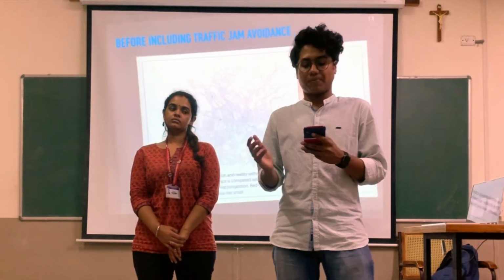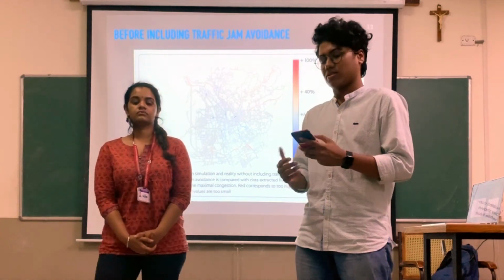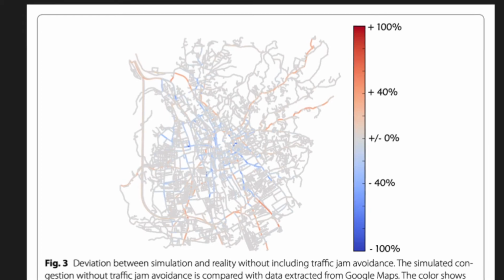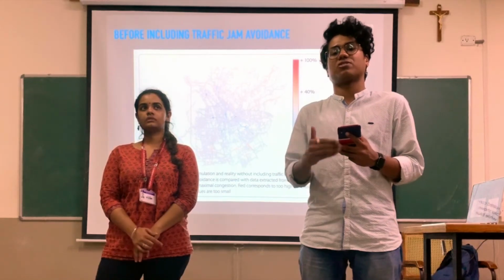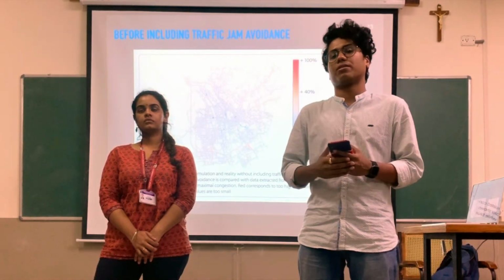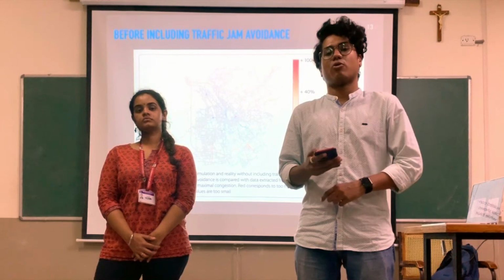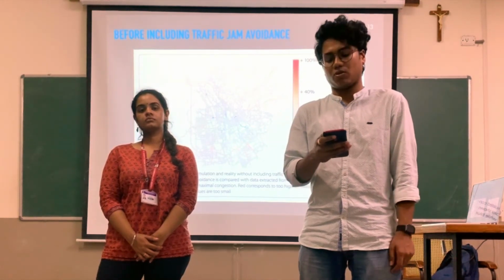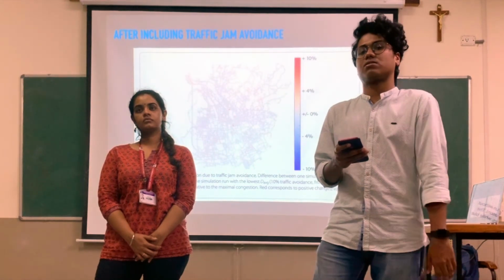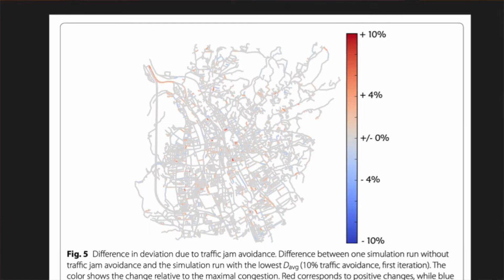This is represented here, the error before we have included traffic jam avoidance. This is what it looks like, where red stands for the highest positive error, deep blue stands for the highest negative error, and gray stands for no error. After including the traffic jam avoidance, if we recalculate the whole thing, we see that the percentage of gray in the whole map has increased a lot.